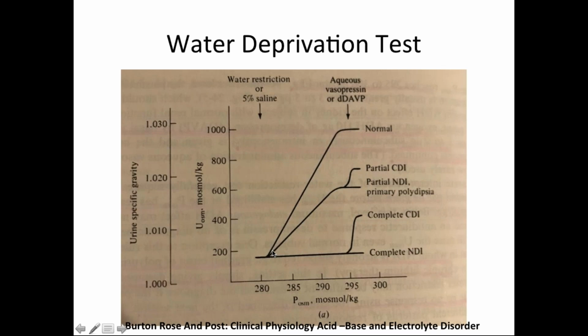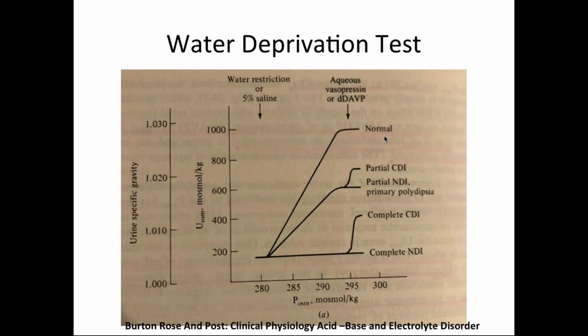In the middle will be the group of partial central diabetes insipidus, partial nephrogenic diabetes insipidus, and those with primary polydipsia. And the reason primary polydipsia will not behave like a normal is because their chronic water loading causes a suppression of ADH as well as downregulation of the ADH receptors in the tubules. And because of that, they behave like partial nephrogenic diabetes insipidus. And in addition, because of the polyuria that they have had, they've also washed out the loop gradient.